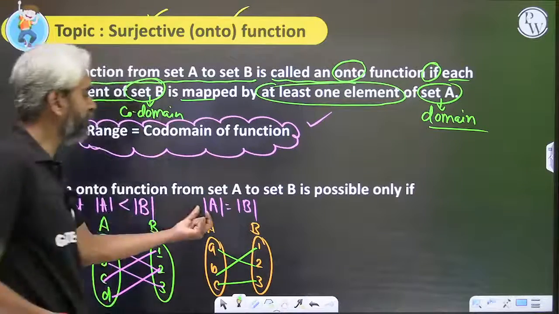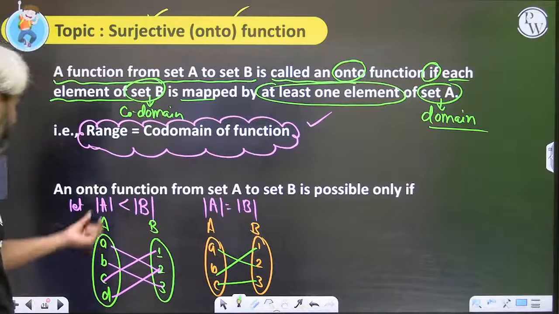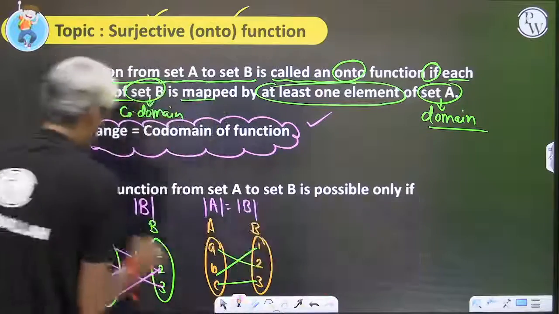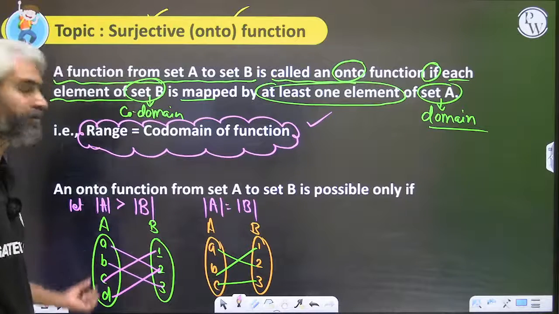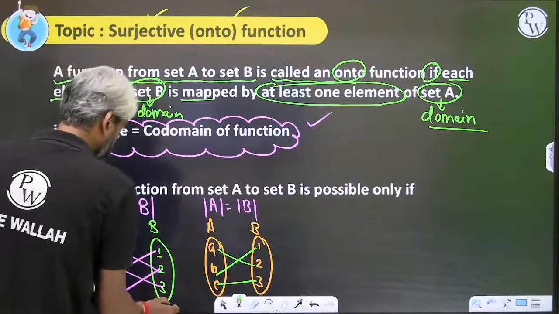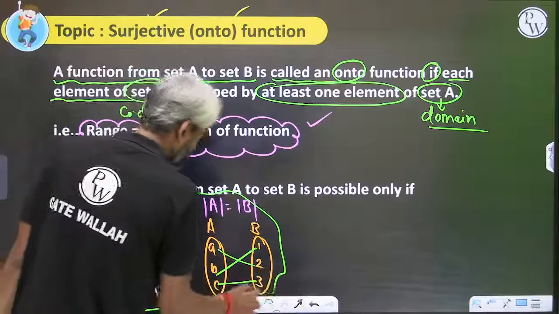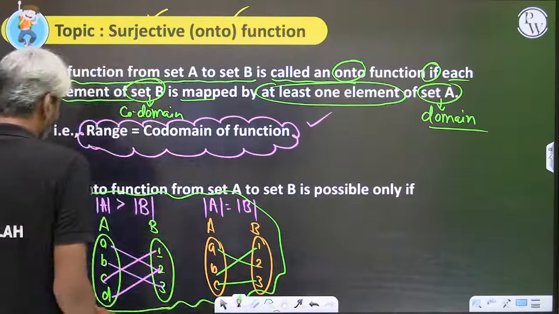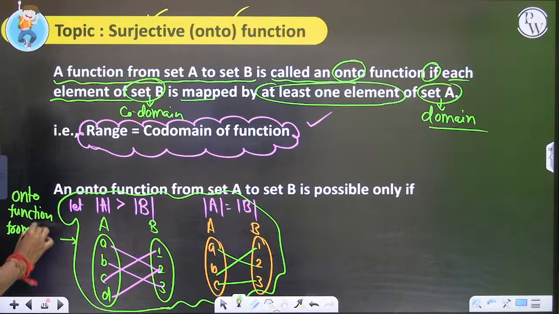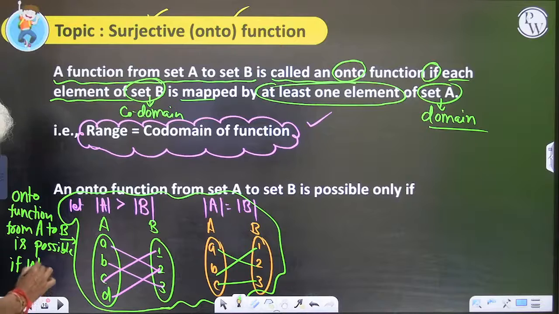So, if cardinality of set A equals cardinality of set B, then an onto function is possible. If cardinality of set A is more than the cardinality of set B, then also an onto function is possible. So an onto function from A to B is possible if mod A is either greater than or equal to mod B.